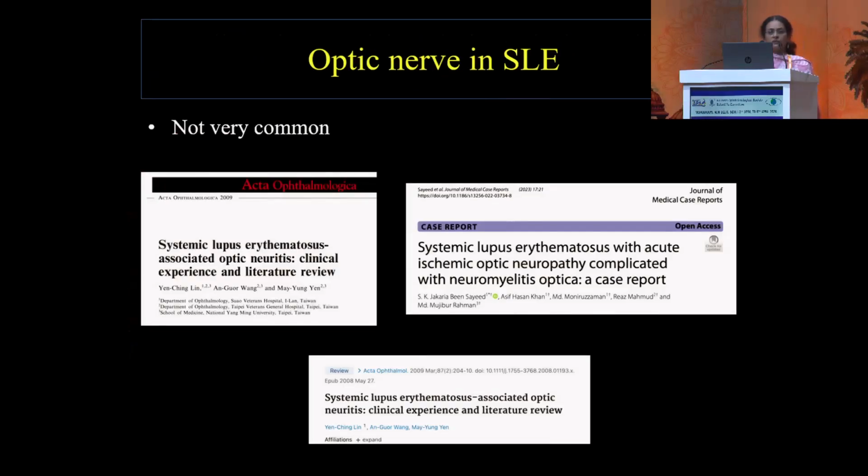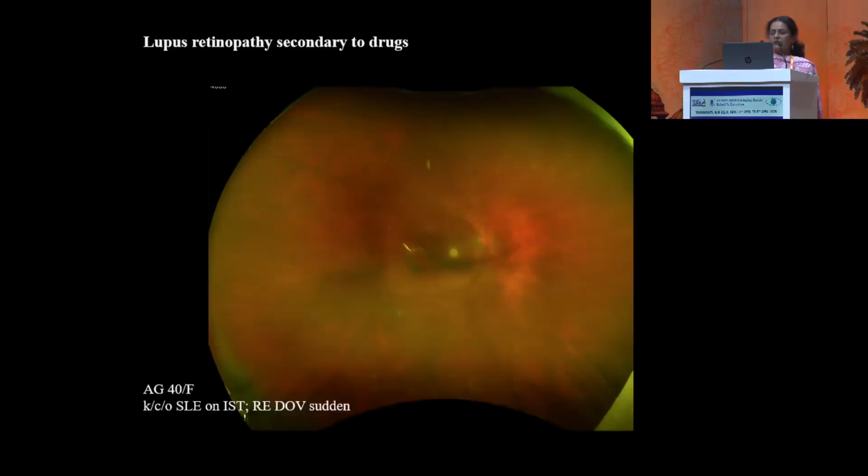Optic nerve also has been reported to be involved in SLE. Again, not very common, but there are reports of optic neuritis or AION in SLE. Lupus retinopathy could also be caused secondary to the drugs, which I mean immunosuppressive therapy, because these patients are immunocompromised.